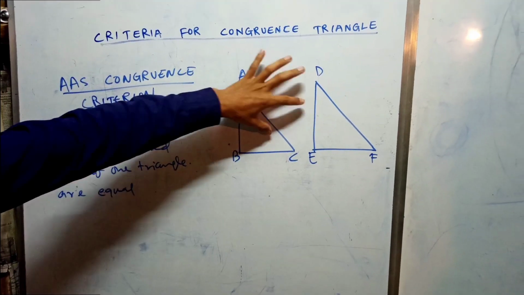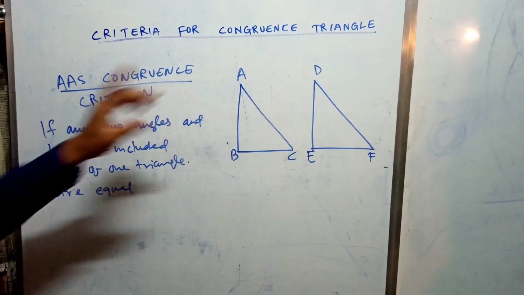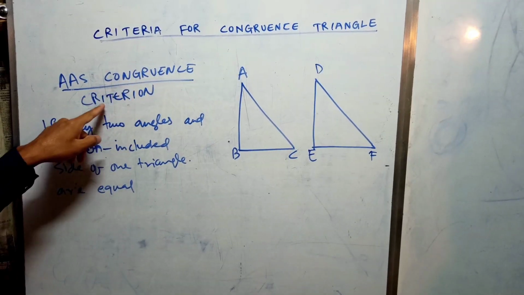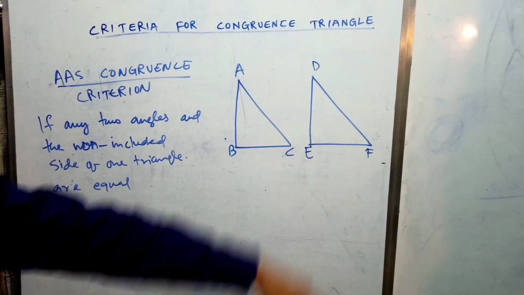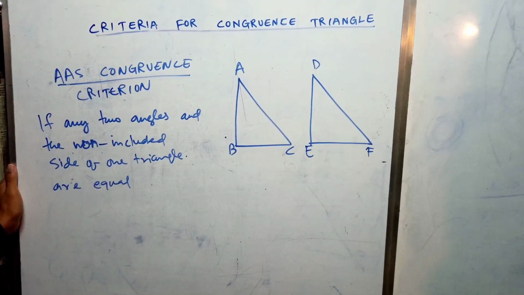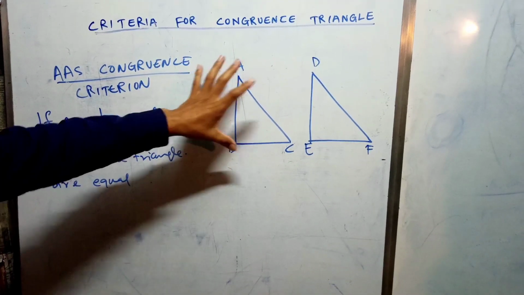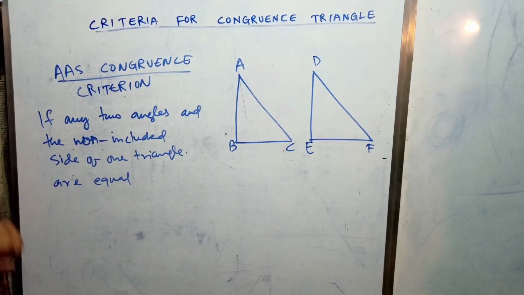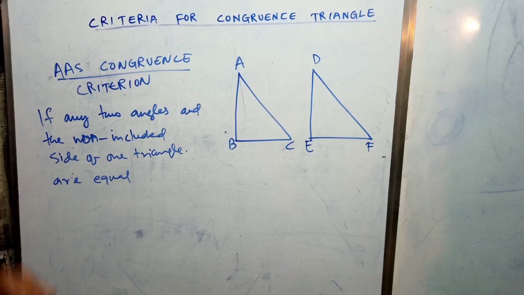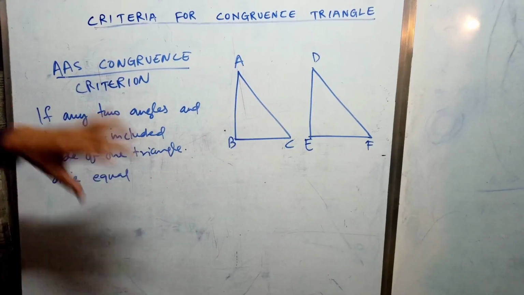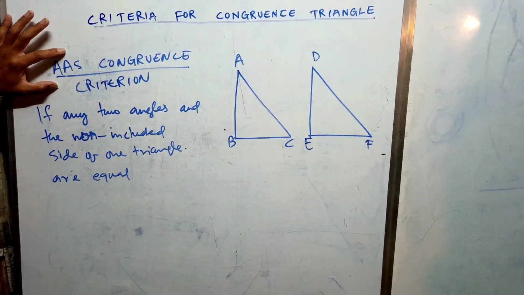Okay, by looking at these two diagrams, this is the last, the AAS congruence criterion, ABC and DEF. By looking at this diagram, can we say that these two triangles are congruent under the rule AAS? We cannot say that these two triangles are congruent by the rule AAS.